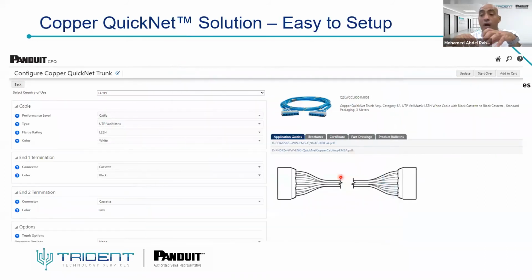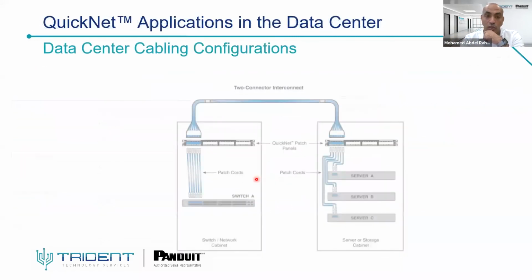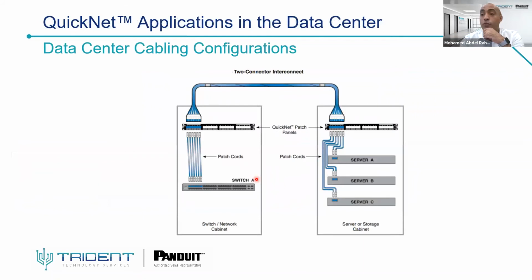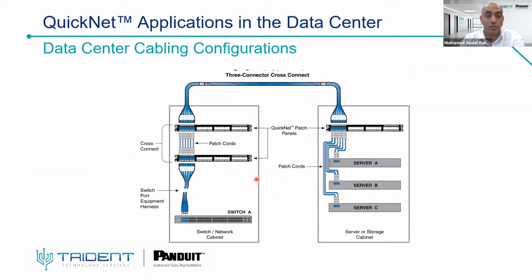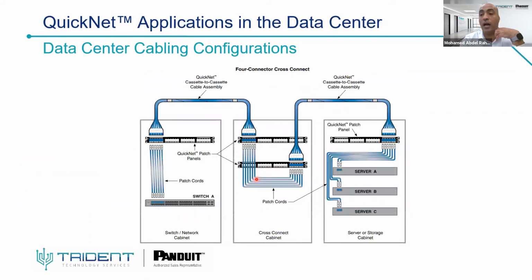And also we have an online configurator. You can use the online configurator to choose the pre-terminated cable required, and you can also choose the accessories required to complete the solution, from the patch panel or any other accessories. Also, it will be useful for data center applications if you are going to have two connector interconnections, or even a 3 connector cross connect, or even cross connections for the 4 connections inside the data center.